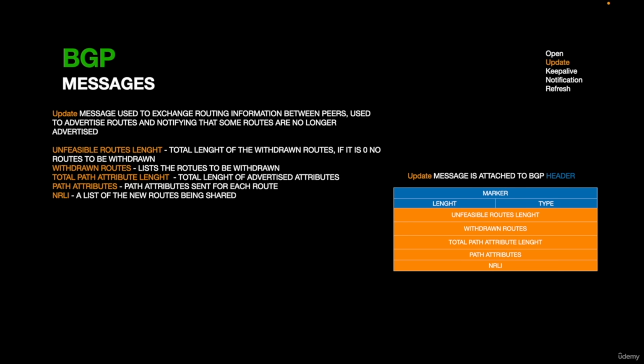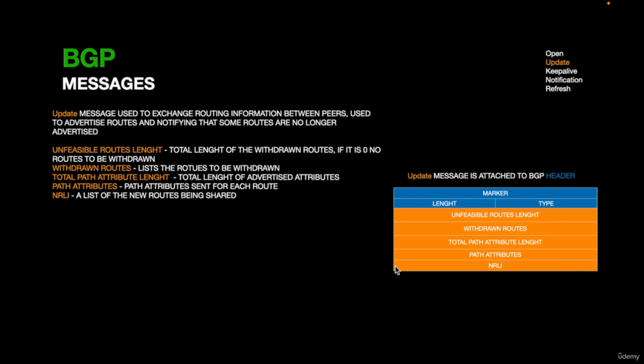Update message. As we can see, it will also have the BGP header. Update message is used to exchange routing information between peers, and it is used to advertise and notify that some routes are no longer advertised. So this message is used to share routes, and if a route is no longer present, it will be removed and will no longer be advertised.